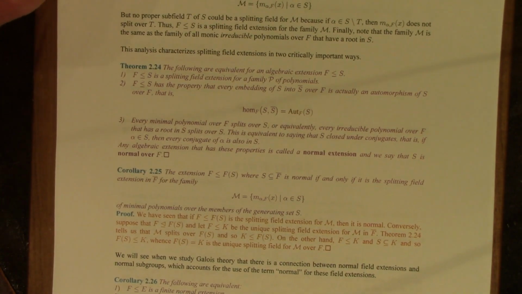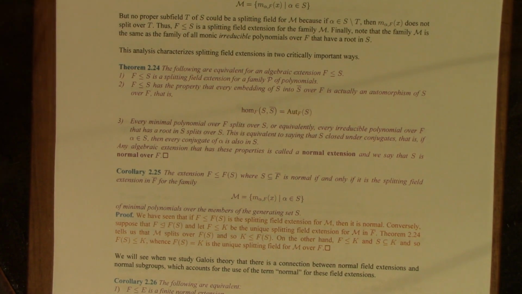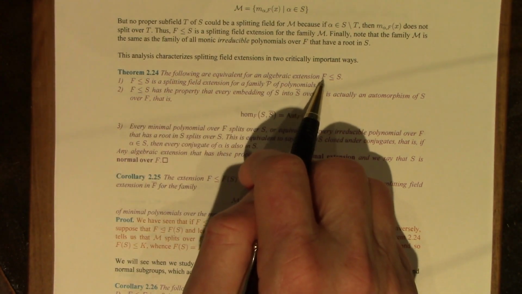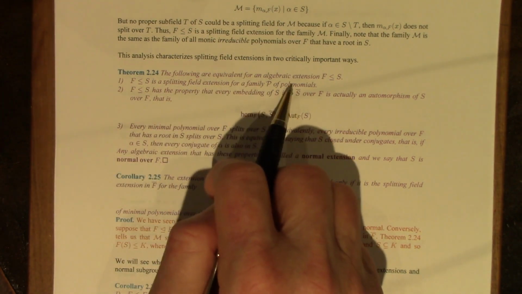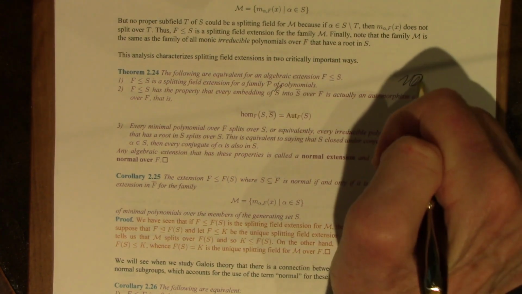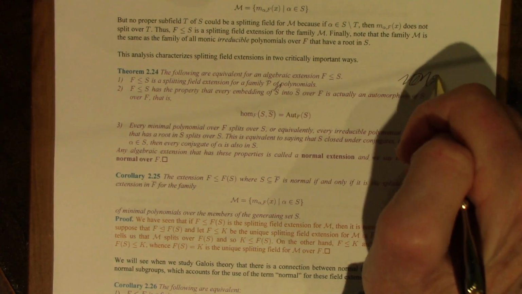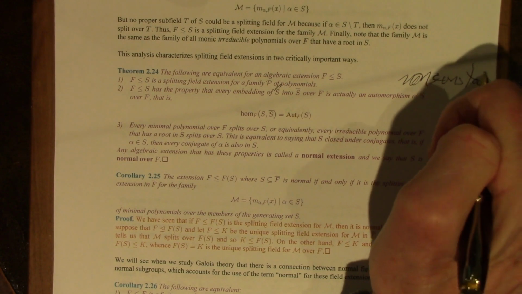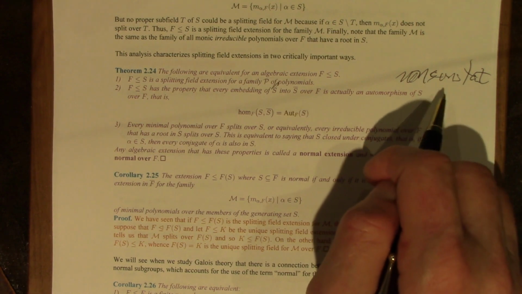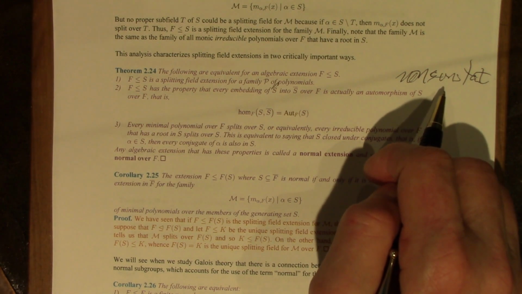So we have three ways to characterize these extensions we're talking about. The following are equivalent for an algebraic extension F S. It's a splitting field extension for a family of polynomials. These would be non-constant, I should probably say that. They have to be because that's the only time splitting fields are defined, but it's still good style to state that. As I've said before, all these little minor problems will be cleared up before I post the book on my website.